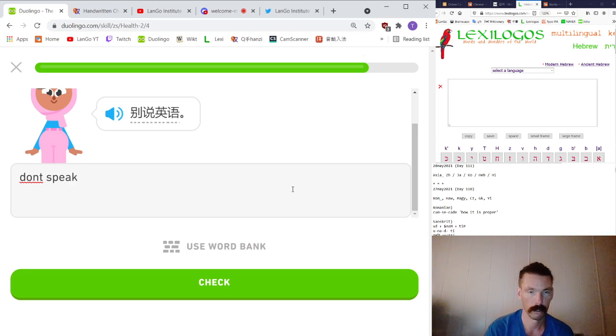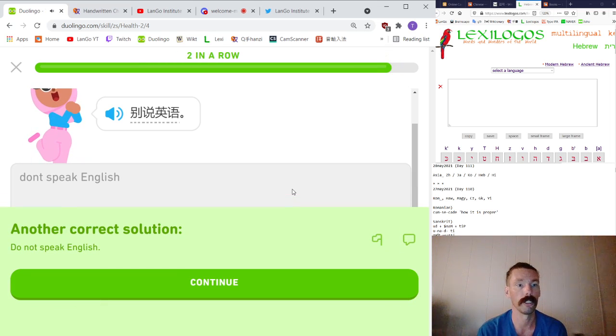Oh, that's 语. 对，是语，英语。英话 is not an expression known to me. We could have 英国话 for British English. That would exist, but it would need to be a three-syllable word. Don't speak English, so this is a prohibitive.